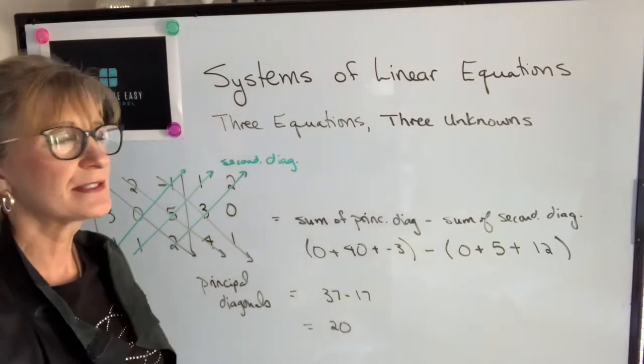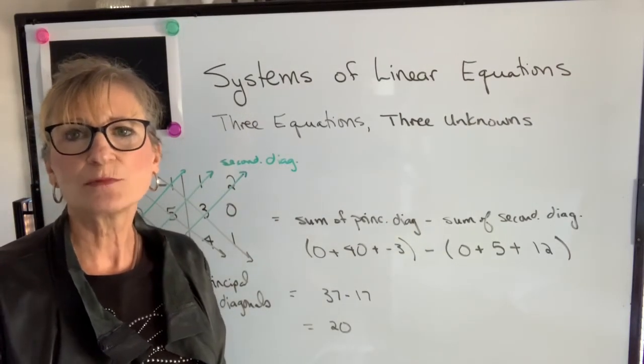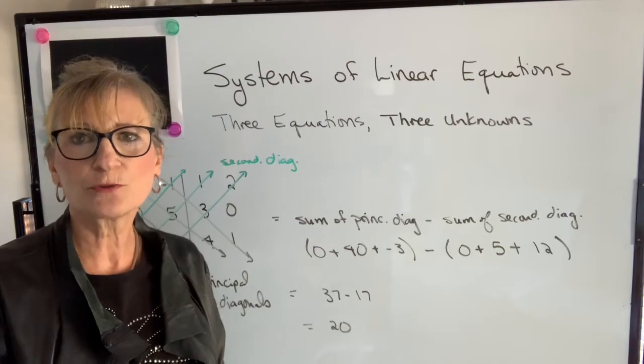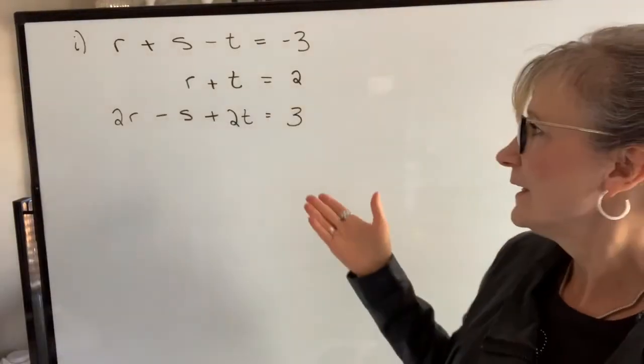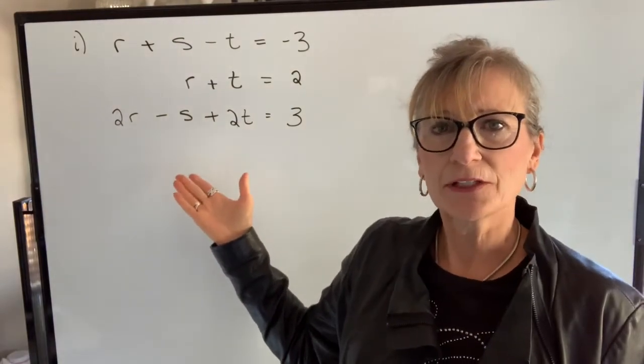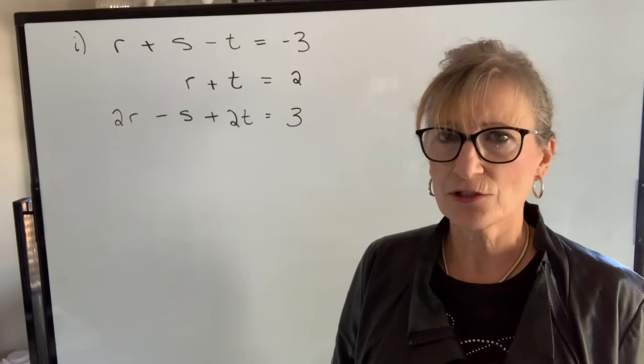Try to evaluate some determinants if you have some to practice on. And then once you're ready, let's move on to the three equations and three unknowns using determinants and Cramer's rule. We have an example that we did in the last video. We did it algebraically in the last video, so this time I want to use determinants.